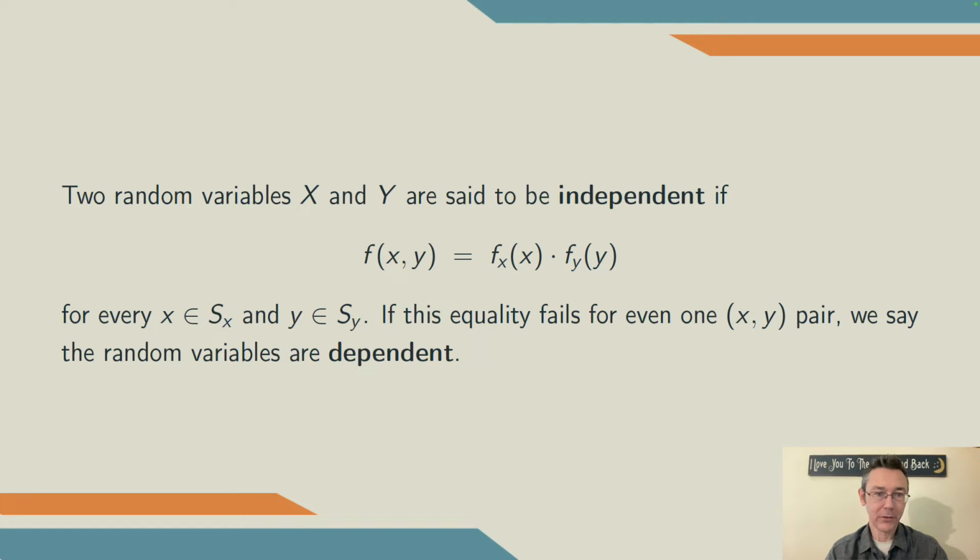Two random variables, X and Y, are said to be independent if f(x, y) is always equal to f sub X of x times f sub Y of y. Sometimes we say that the joint probability mass function factors over the marginal probability mass functions. If this equality fails for even one pair (x, y), then we say that the random variables are not independent, or we just abbreviate that by saying that they're dependent.